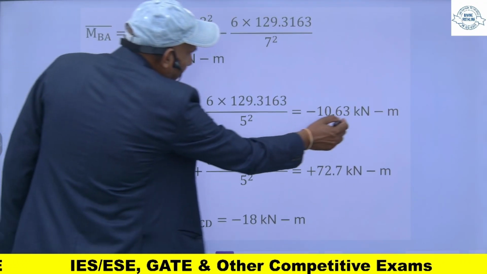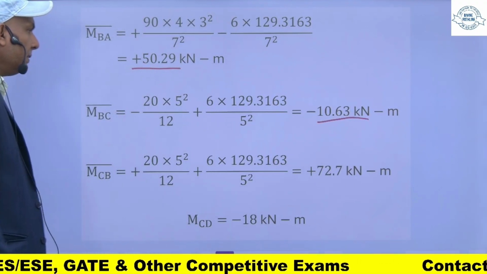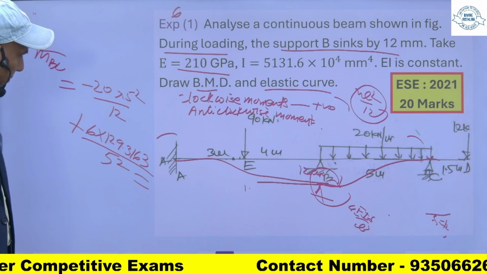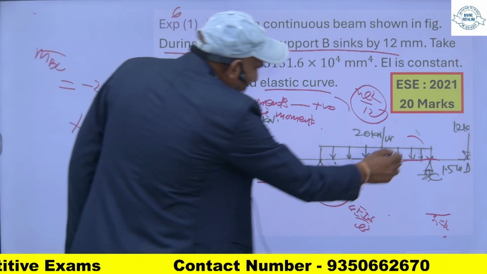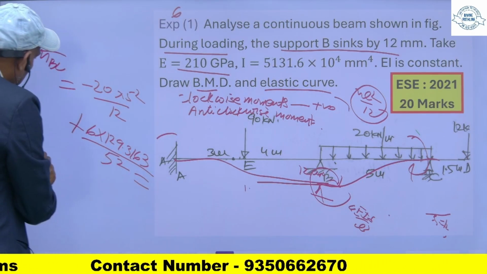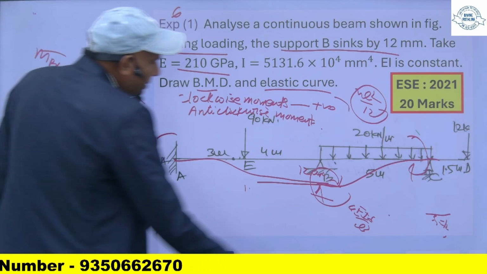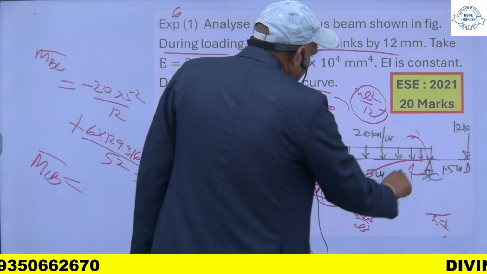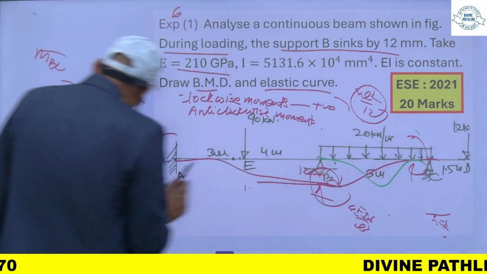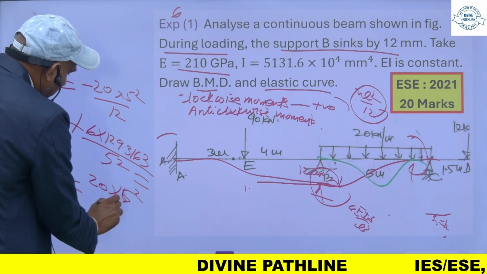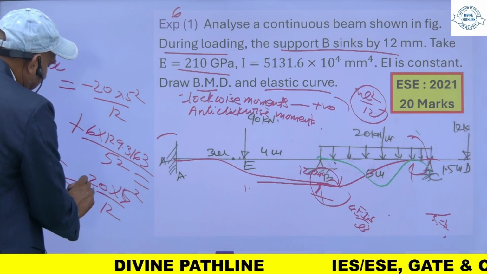MBC will be minus 10.63 kilonewton meter. Similarly, the moment MCB, fixed end moment for CB. This UDL will deflect like this, so this is clockwise. So it is 20 into 5 upon 5 square upon 12. This is clockwise, means positive.